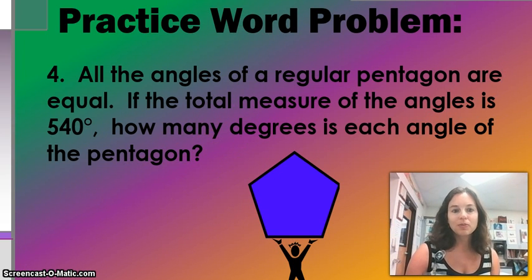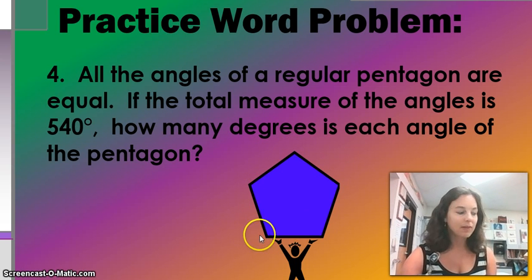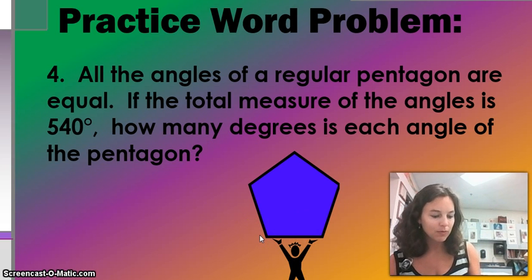Here's our practice word problem. All of the angles in a regular pentagon are equal. If the total measure of the angles is 540 degrees, how many degrees is each angle of the pentagon? So what we'd have to do here is divide 540 by 5 angles.